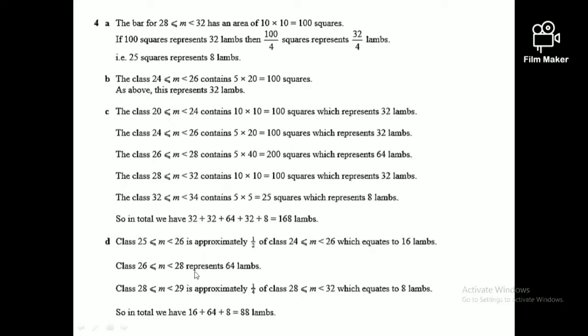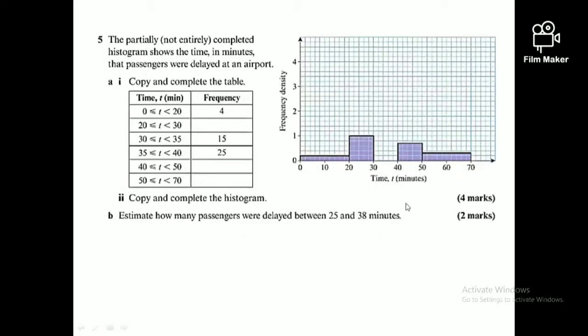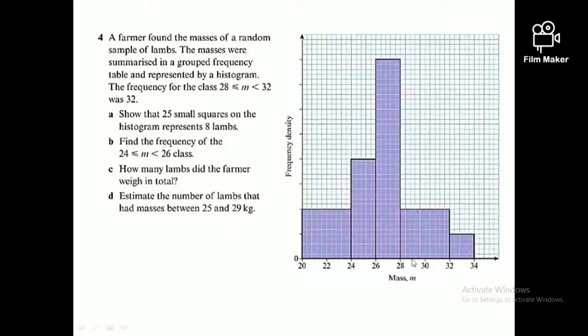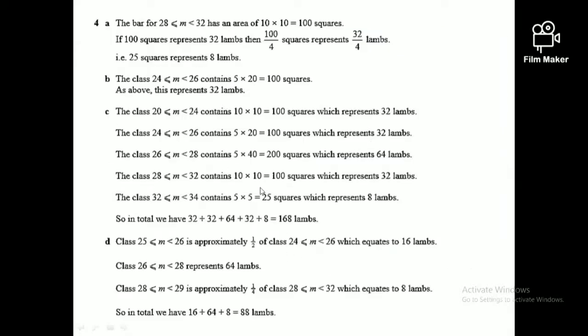In the next category, 26 to 28, we already know the entire bar, the number of lamps in this total column. We already found that from the previous section. There are 64 lamps.